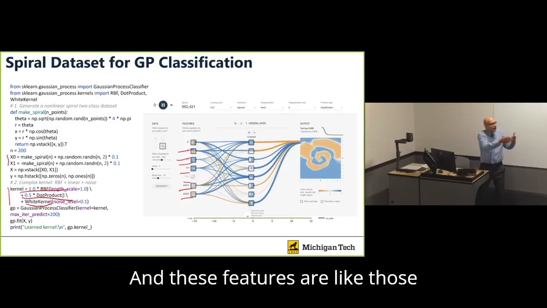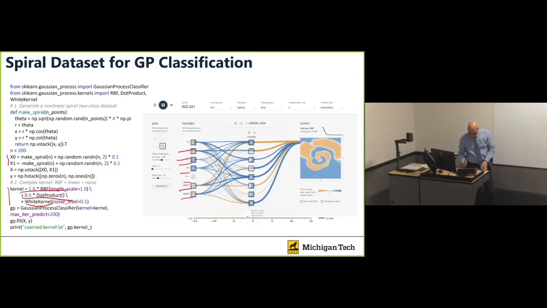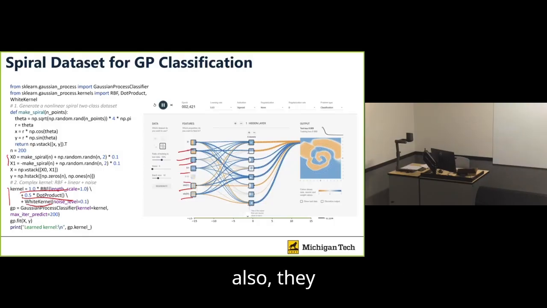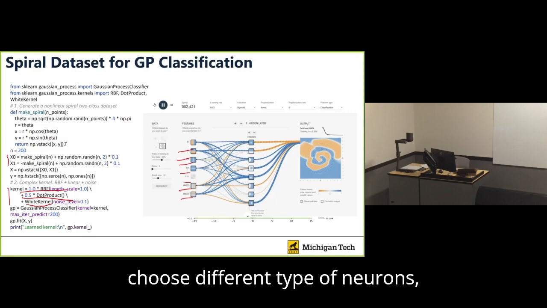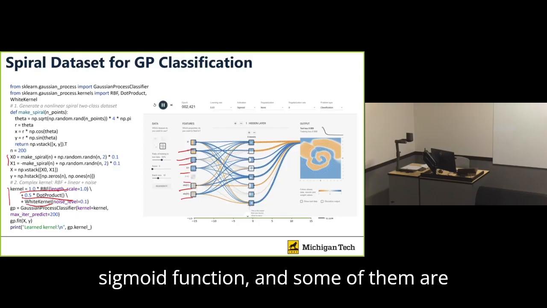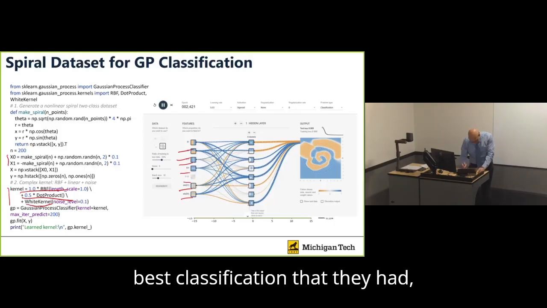And these features are like those kernels. Somebody chooses them. But after this much computation and choosing also, they choose different types of neurons. Some of them use a sigmoid function, some of them a tangent function. Anyway, this was the best classification that they had.